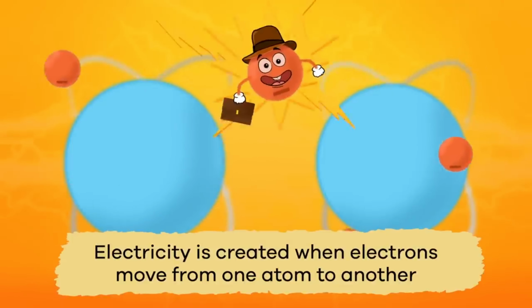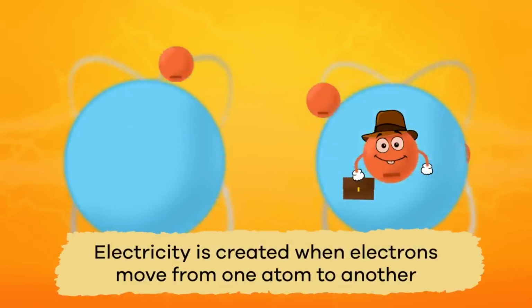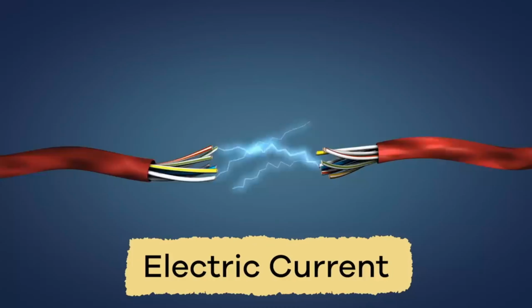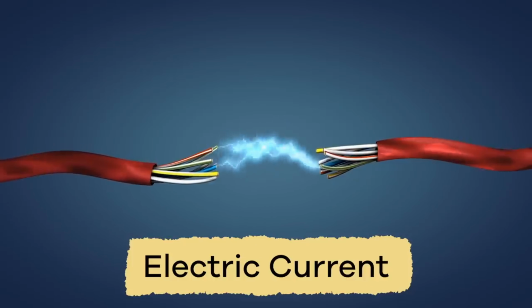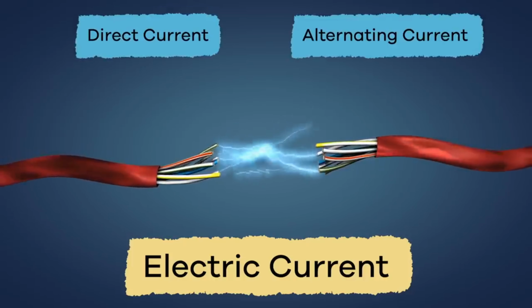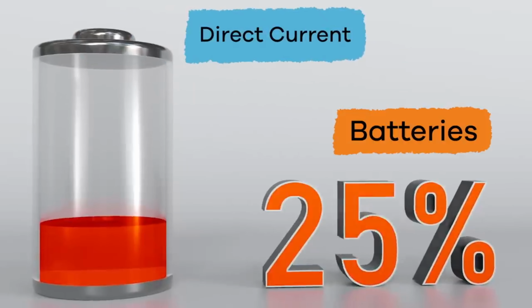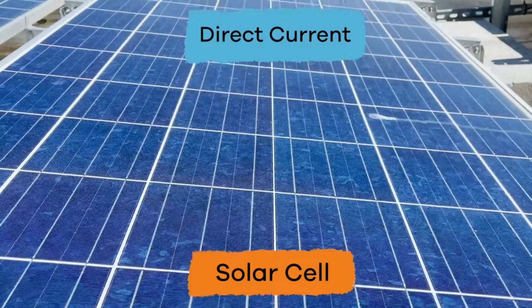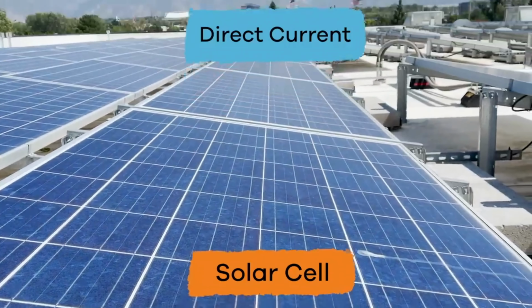Electricity is created when electrons move from one atom to another. When the electrons are moving, they produce something called an electric current. There are two types of electric currents: direct current and alternating current. Direct current is the power that comes from batteries, fuel cells, and solar cells.